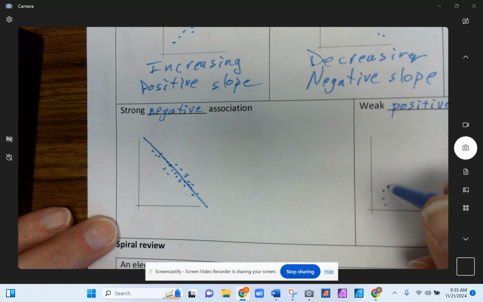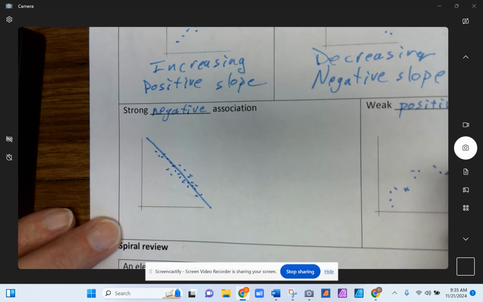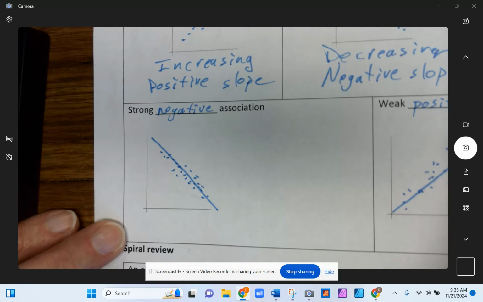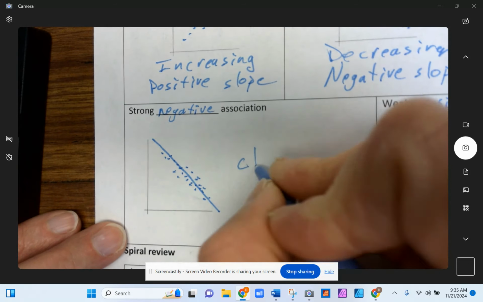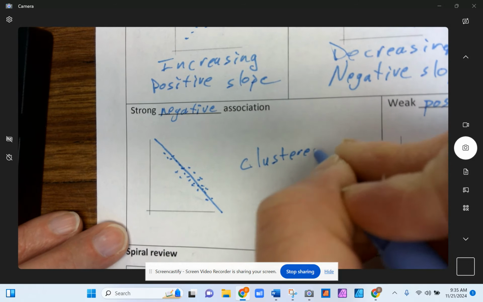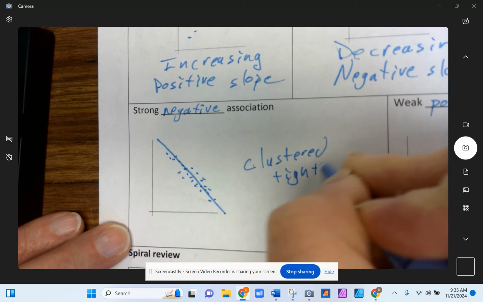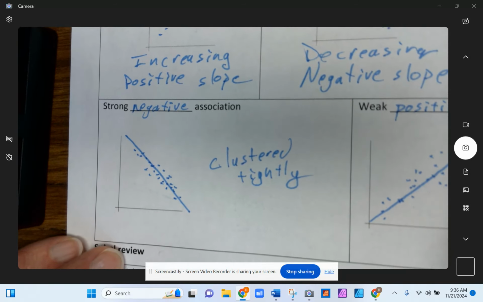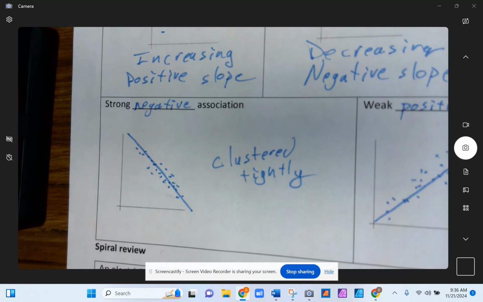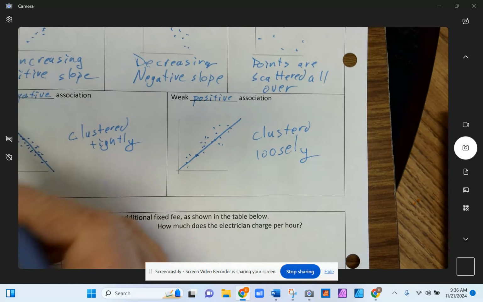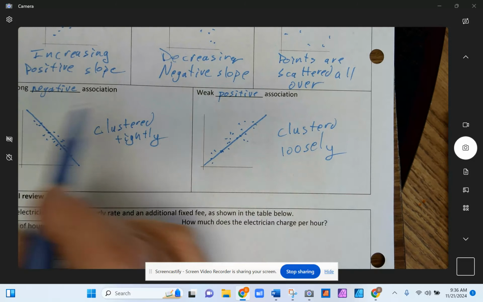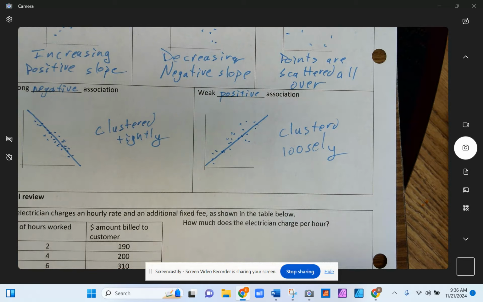Okay, this is when your points are kind of all over the place, right? So clustered tightly, and then clustered loosely. Oops, sorry. So your points are clustered tightly to your line. Your points are clustered loosely to your line. That's strong versus weak. Okay. All right.